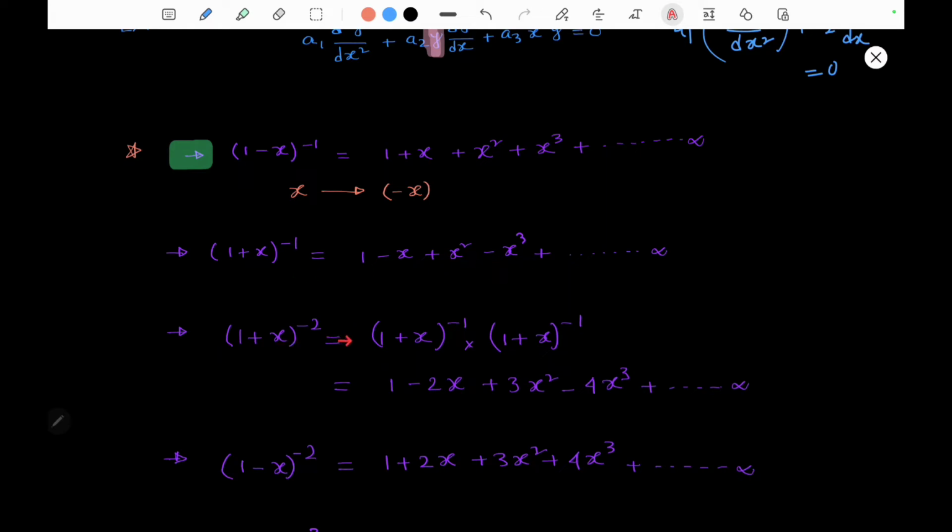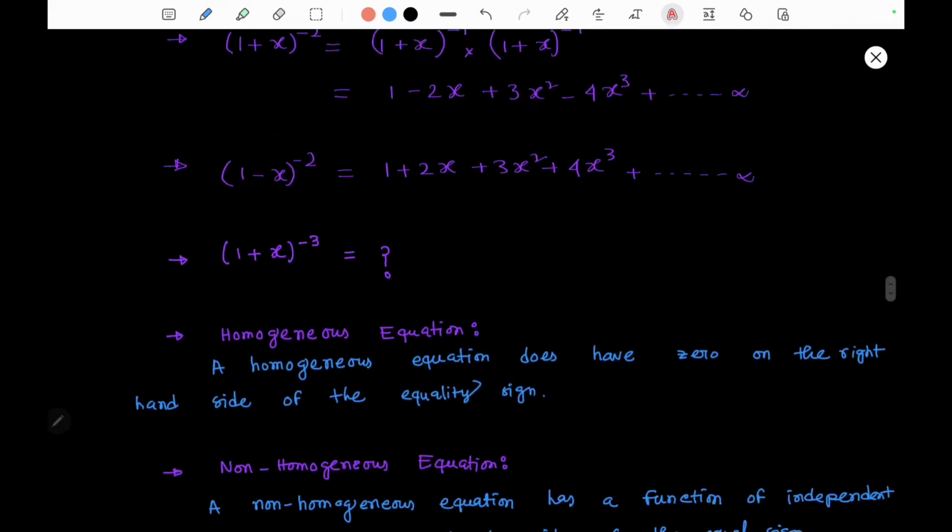Also 1 plus x to the power minus 2 we can find out by multiplying these two terms. We can understand this clearly. Similarly, if we replace x with minus x here, we will find the formulas of the series here also. Similarly, you can find out 1 plus x to the power minus 3. What will be the answer? You can comment it out.